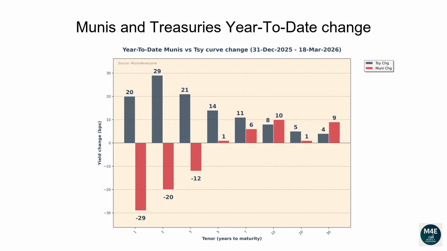This graph is similar to the previous one, but instead of showing how interest rates have moved versus the prior day, they show how much they have changed since the end of the previous week. The current bar plot shows how Munis and Treasuries have changed year to date.